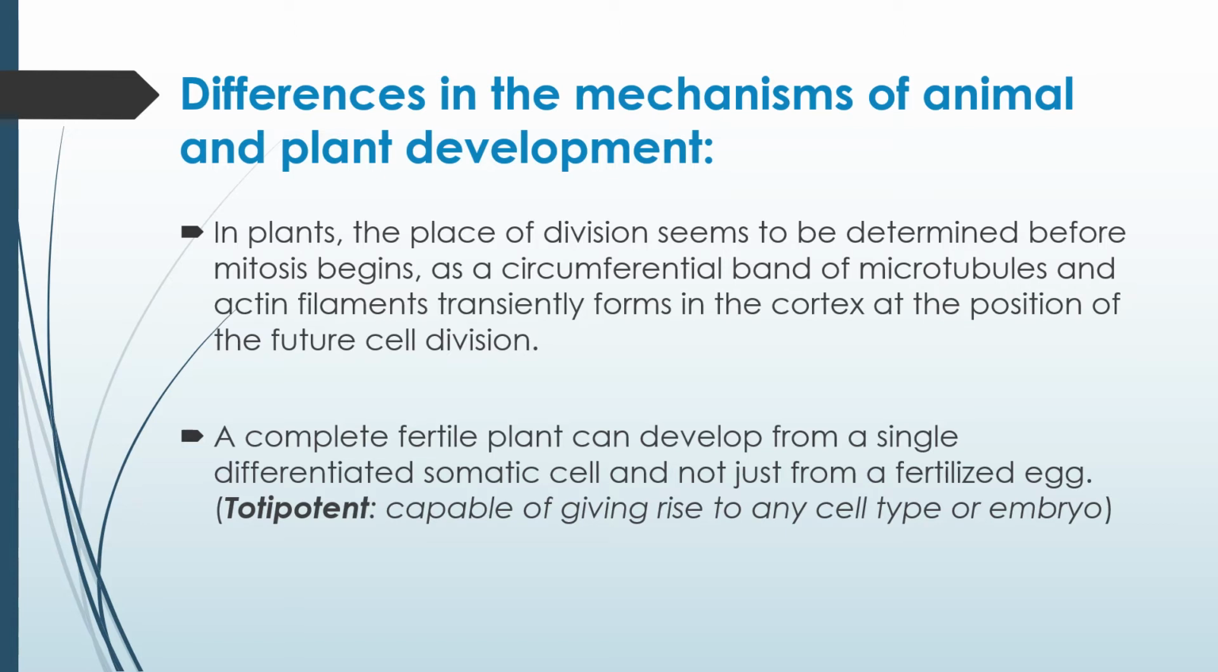So in plants, the place of division seems to be determined before mitosis begins, as a circumferential band of microtubules and actin filaments transiently forms in the cortex at the position of the future cell division. And a complete fertile plant can develop from a single differentiated somatic cell and not just from a first fertilized egg. So this is actually what we call totipotency or the totipotent type of cell, wherein it is capable of giving rise to any cell type or embryo.